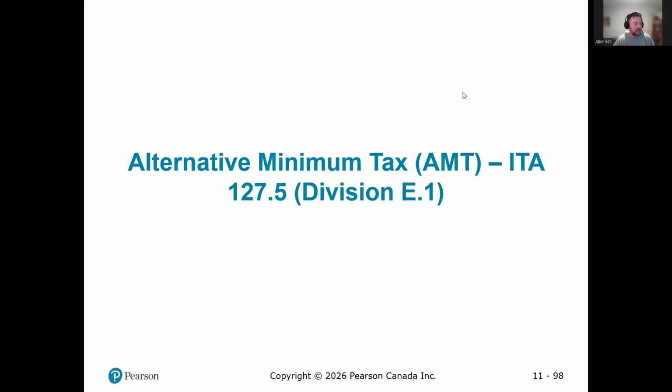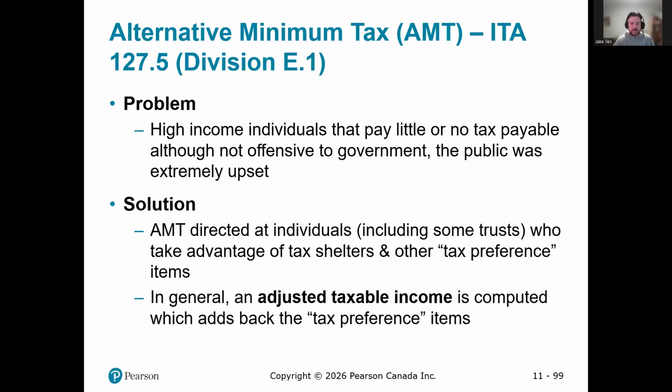The alternative minimum tax. The reason the alternative minimum tax exists is because high income individuals have a lot of income sources. And because they have a lot of income sources and a lot of control over that income, it allows them to, I guess, use the tax rules to their maximum benefit. So high income individuals often pay little or no tax payable.